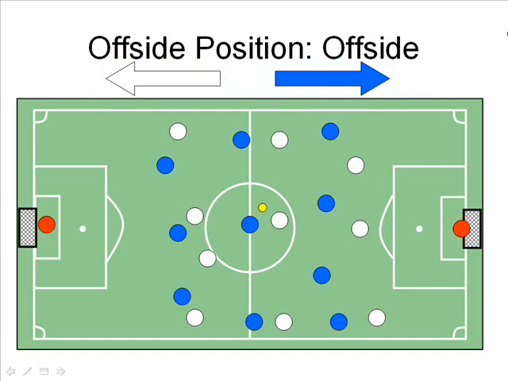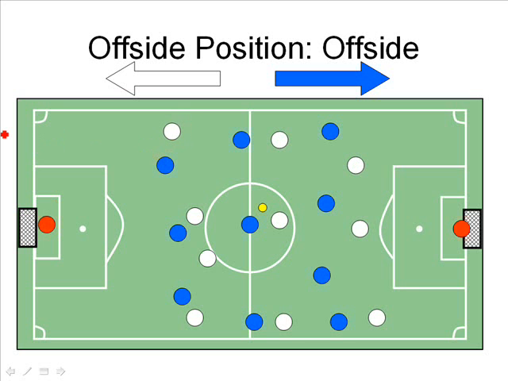It is not an offense in itself to be in an offside position, but it is a necessary condition to be called for offside, so it is important to review what offside position is. A player is in offside position if he doesn't have at least two players between himself and the goal line. In this case, this player here has two opponents between himself and the goal line.